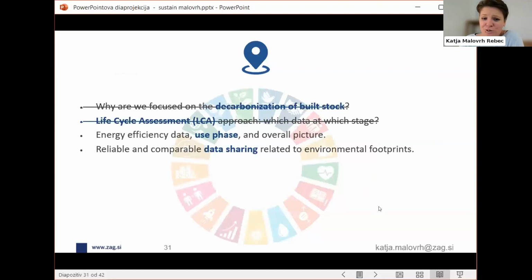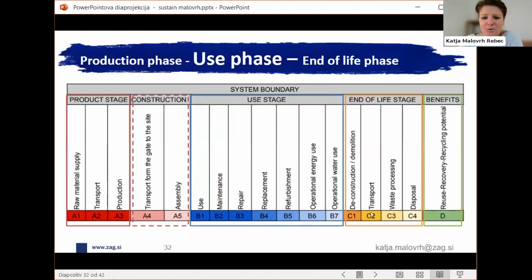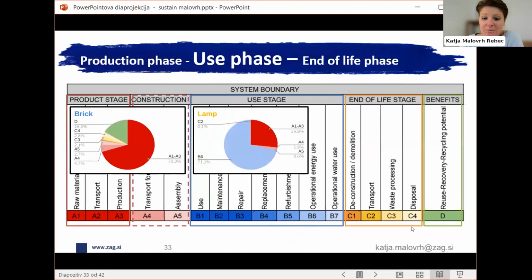Now, for the energy efficiency part, the use phase and how it affects the overall picture. I'll just show you a quick example where we have bricks and lamps. The life cycle assessment for the brick has its biggest red part in the production stage. But the lamps have only about 25 percent of the environmental footprint in the production stage, and all the rest is actually the use stage. For sure, we are using energy with them.